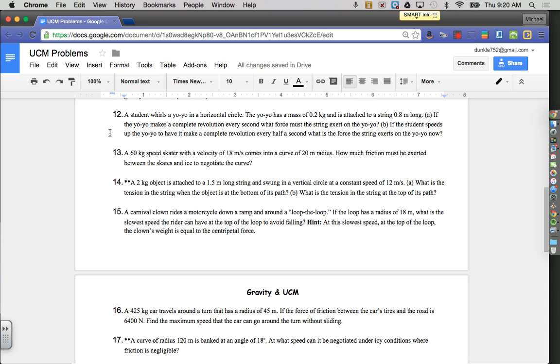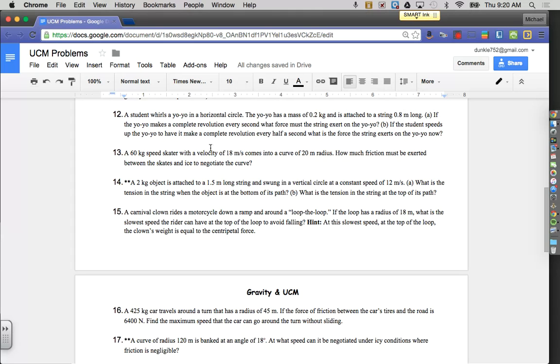We're going to take a look at 12, 13, and 14 on the uniform circular motion problem sheet. Number 12, a student whirls a yo-yo in a horizontal circle. That's like one over your head, like you're trying to throw a lasso. The yo-yo has a mass of 0.2 kilograms and is attached to a string that is 0.8 meters long.